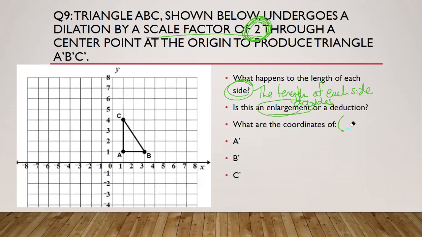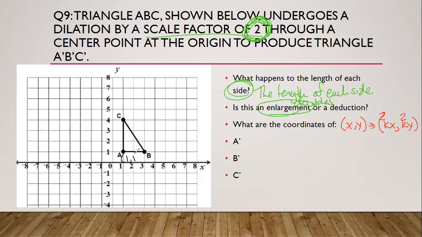And I want to use a different color. Let's use a more vibrant color. Let's go with red. Okay, so every single one of our points gets multiplied by our scale factor. So to find A prime, in our case our scale factor is 2, so it'll be 2 times X and 2 times Y. So first I need to find my points here.